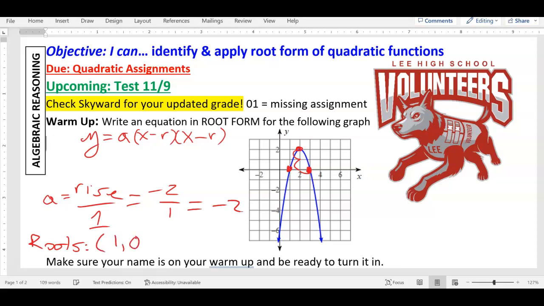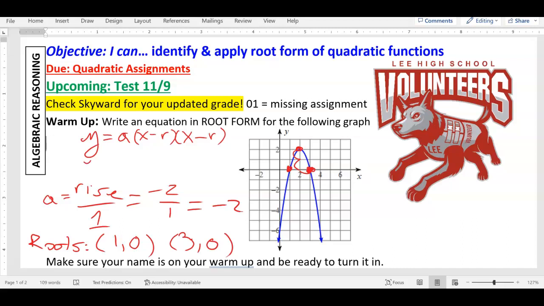And then we got another root over here. What's that? 3, 0. Very good. Now, if you have A from the rise over 1, everyone looking up here? Hey, look over here. If you have A and if you have roots, can you put it into this formula? Okay, so let's do that.